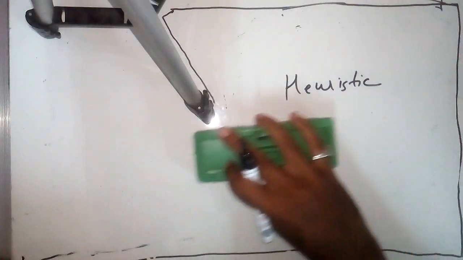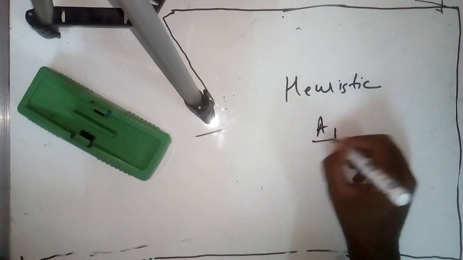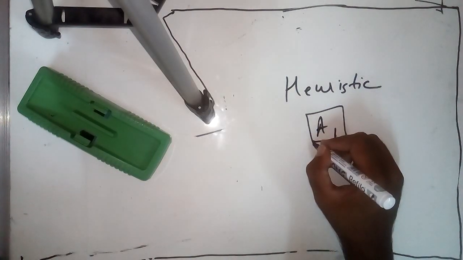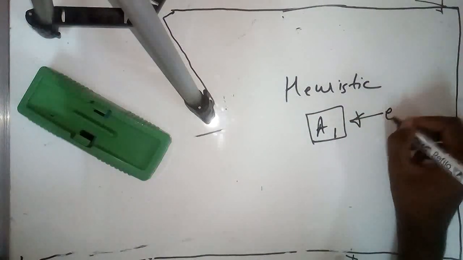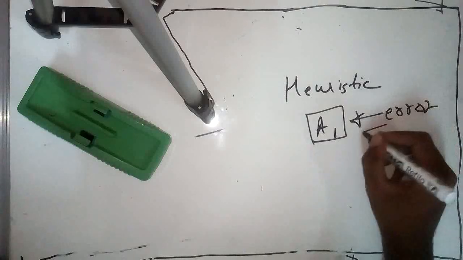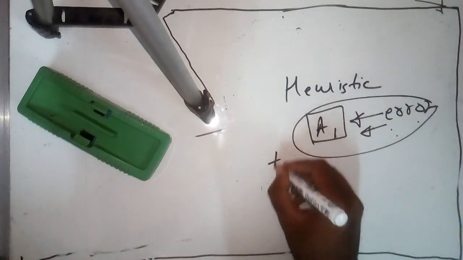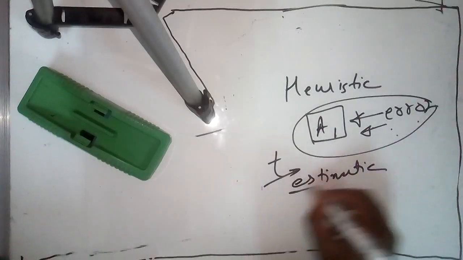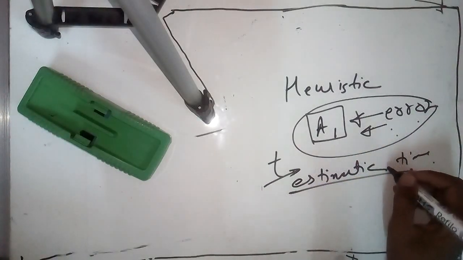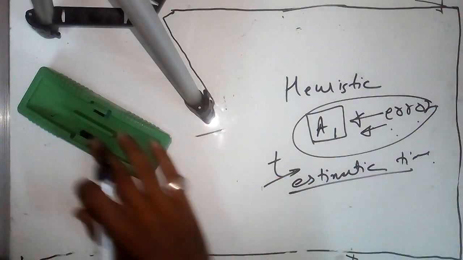I will give you an example so that you will understand it better. Let's say I have an algorithm H1, and this is a heuristic algorithm. In this algorithm, we cannot control the error. If an error is coming, we cannot control that error. But what we can do is find out the t. What is t? The estimation time. So we can find out the estimation time, that is, how much time this algorithm will take to complete. That kind of algorithm comes under the heuristic type.